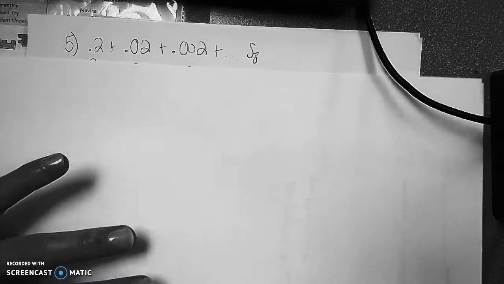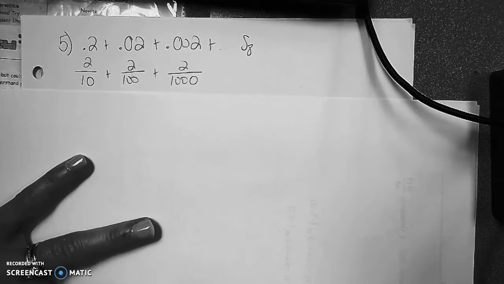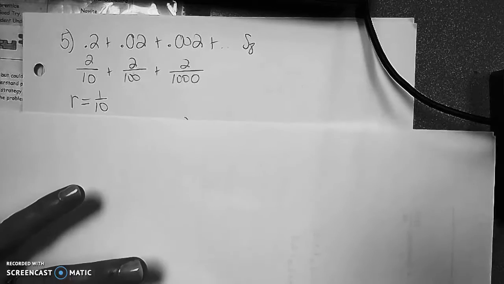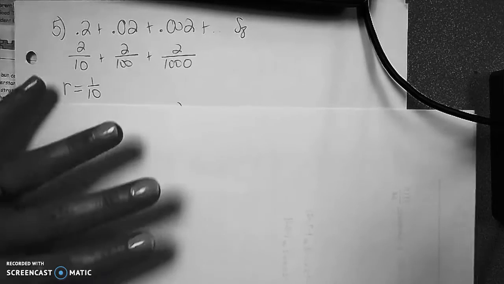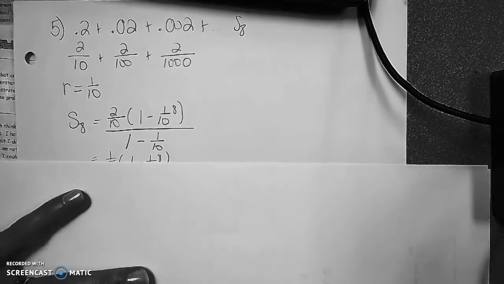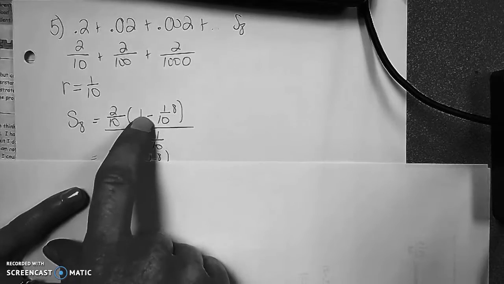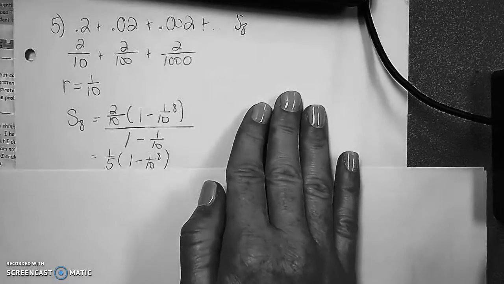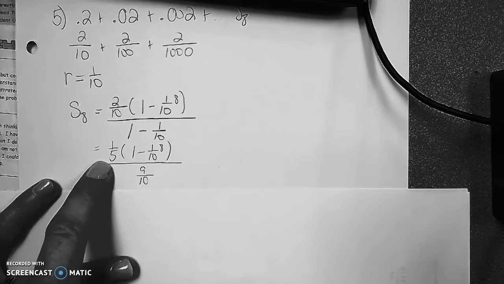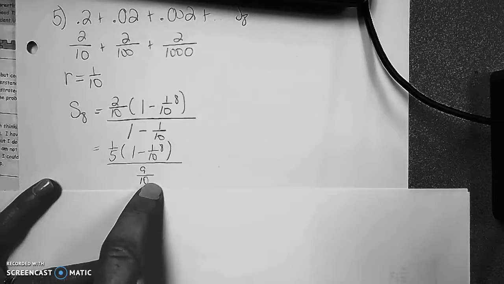The first thing I did is I rewrote this as a fraction, so I can see 2/10, 2 over 100, 2 over 1,000, and that way I could see R was 1/10. So this is definitely geometric, since it has an R, and therefore I'm going to take A1 times (1 minus R to the n) over 1 minus R. And then I did some simplifying to start with. I knew that 2/10 is 1/5, and 1 minus 1/10 is 9/10.